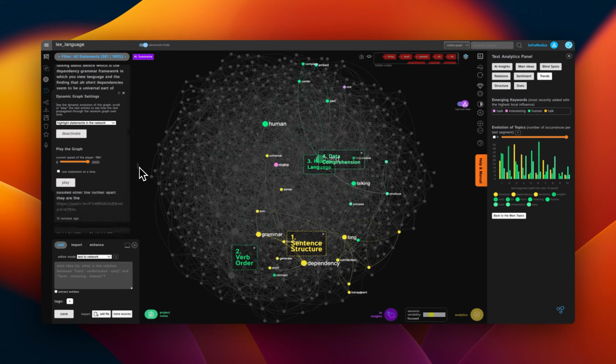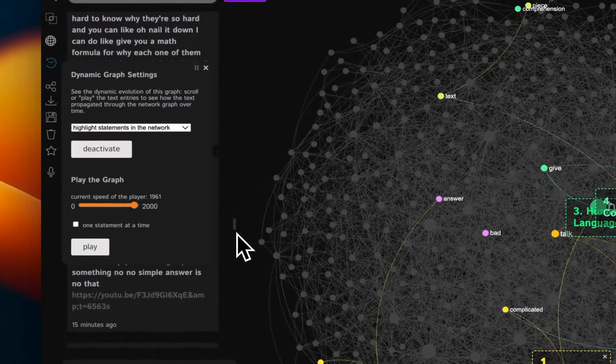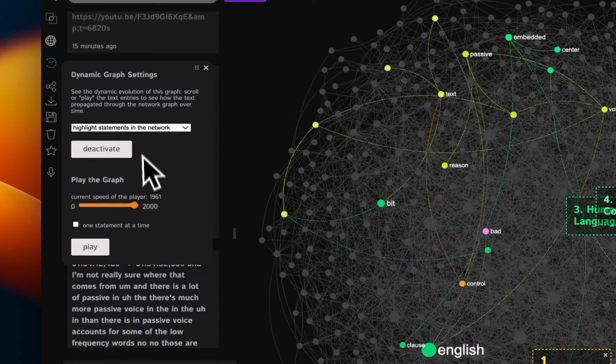Meaning form, meaning form. This conversation back and forth between meaning form, meaning form. What else can we do here? Filter. So let me deactivate.